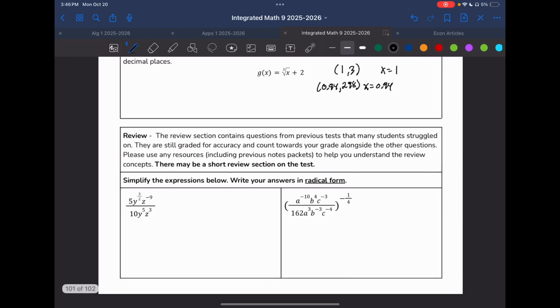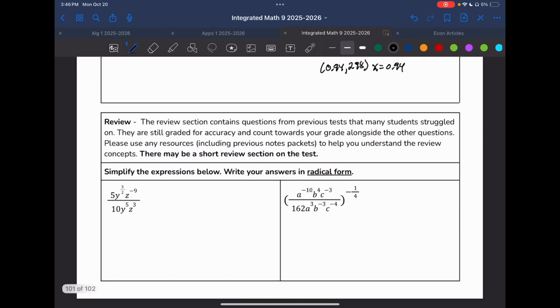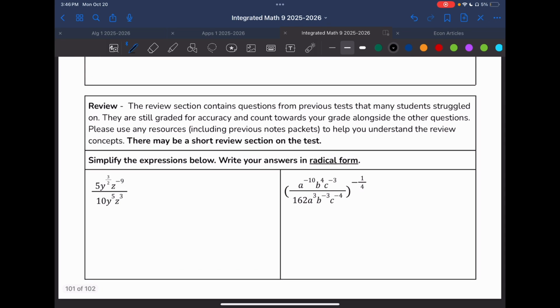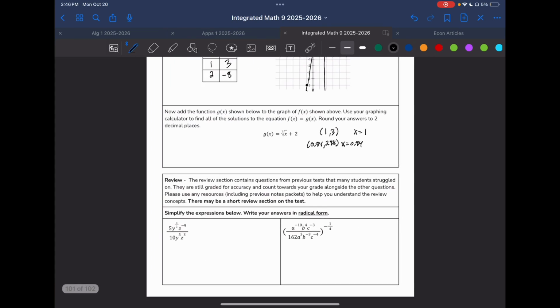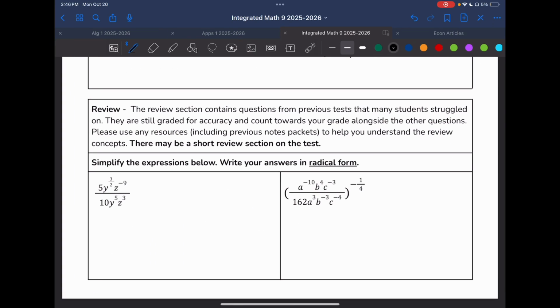Okay, so now we're down to the review stuff. There may be a small review section on the test. So I want us to pay more attention and review the types of problems that we saw in Unit 1.